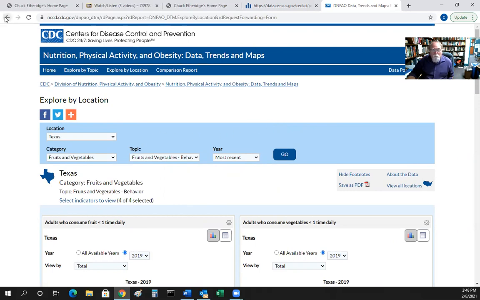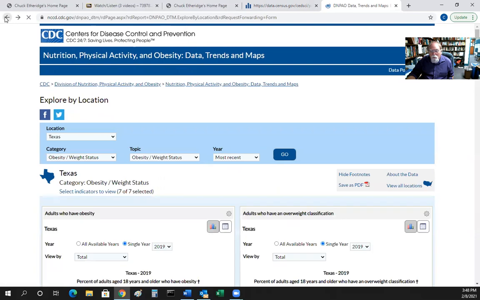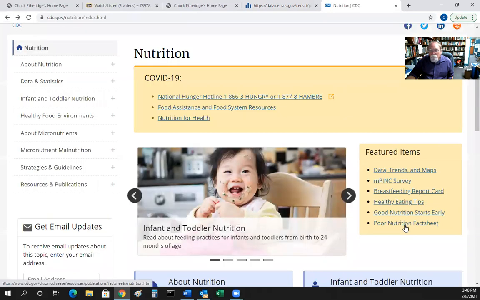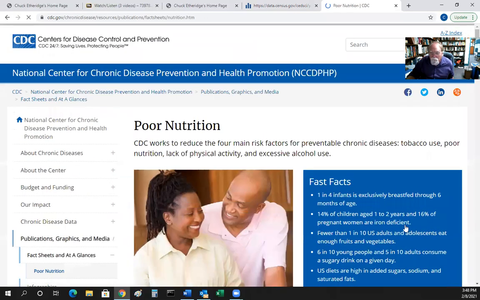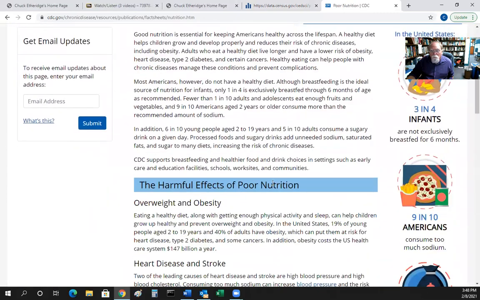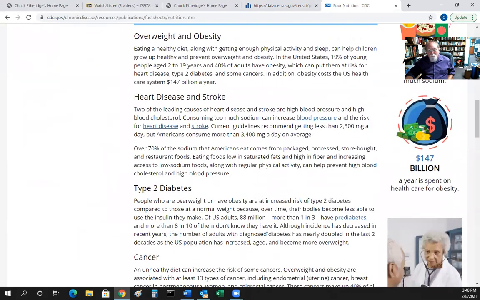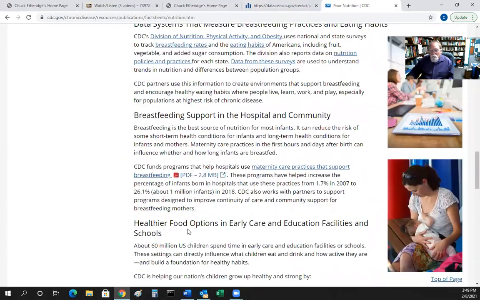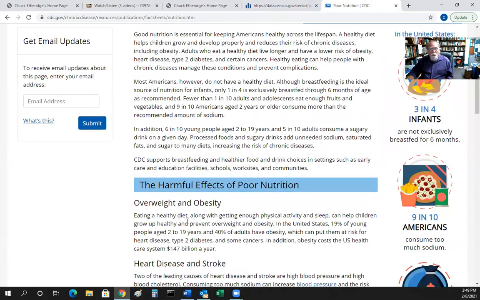Why is this important? Let's just go back to, let's look at the poor nutrition fact sheet as well. And again, poor nutrition, harmful effects of poor nutrition. Overweight and obesity, I won't read the whole thing, heart disease and stroke, diabetes, cancer, deficits in brain function. And again, you can explore this as well on your own.